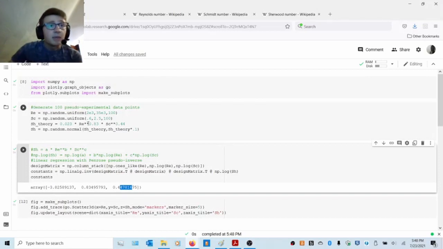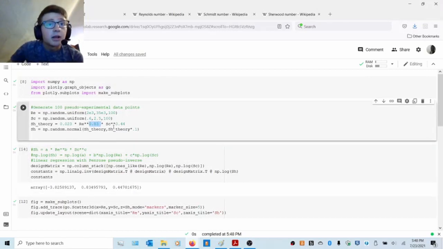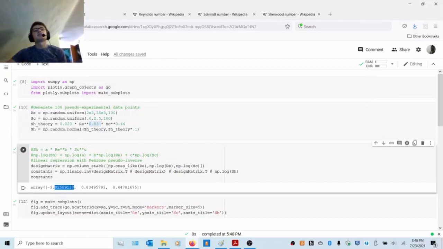Well, the constant B makes sense, right? That's 0.83, 0.83. Constant C is pretty darn close. This is actually closer than you usually get. But constant A is super messed up, right?